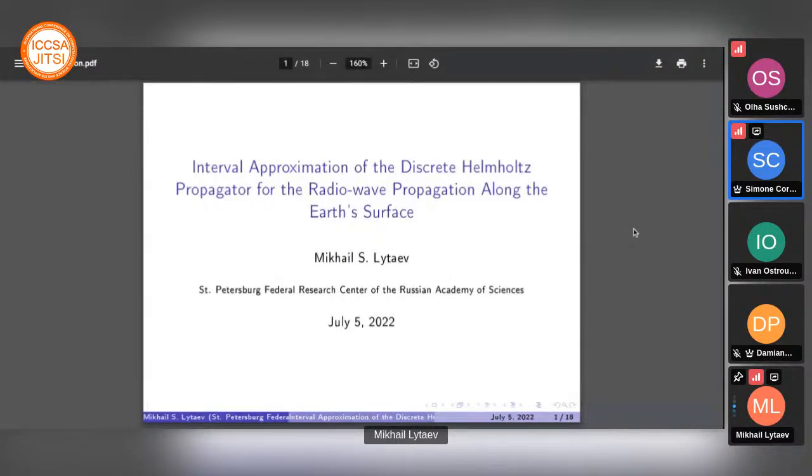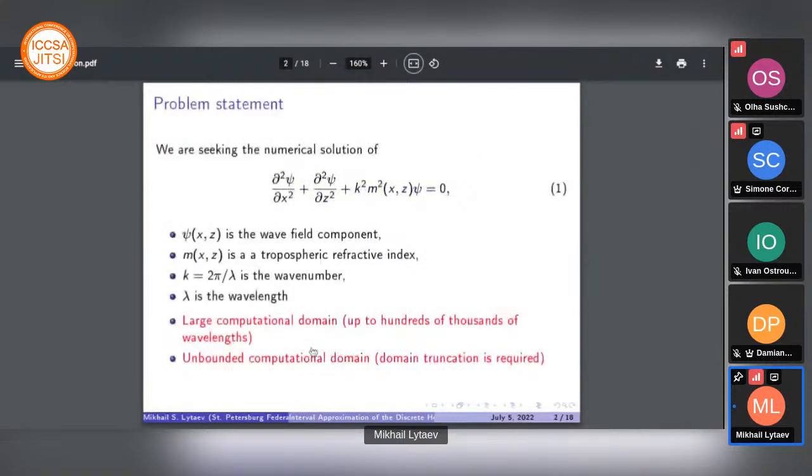Okay, hello dear colleagues. My name is Mikhail. I'm a senior researcher of St. Petersburg Federal Research Center of the Russian Academy of Science. The present research is devoted to developing reliable and fast numerical algorithms for the long-range radio wave propagation problems. I will start with the mathematical problem statement.